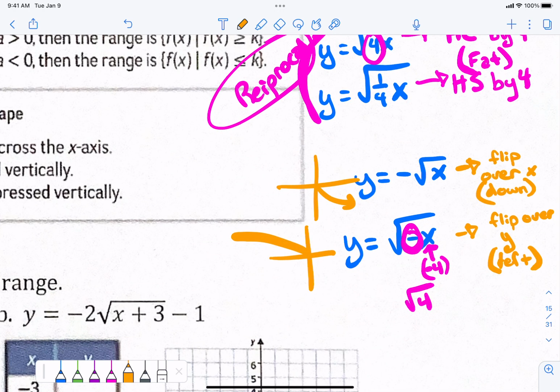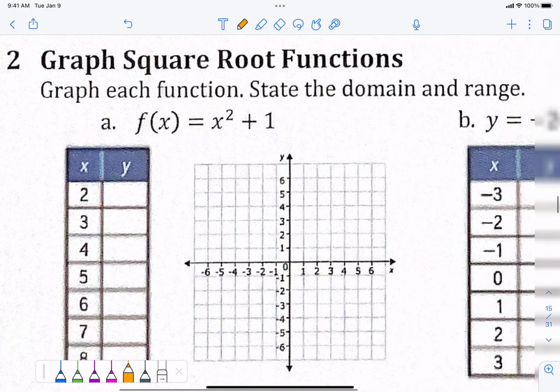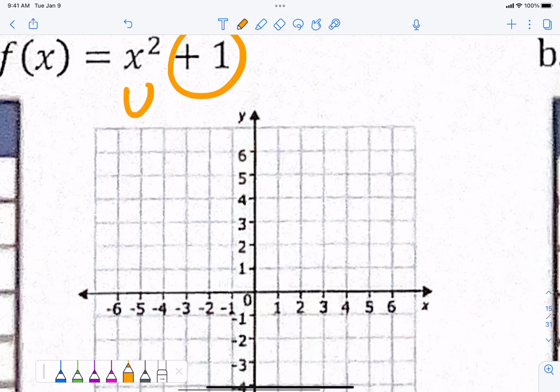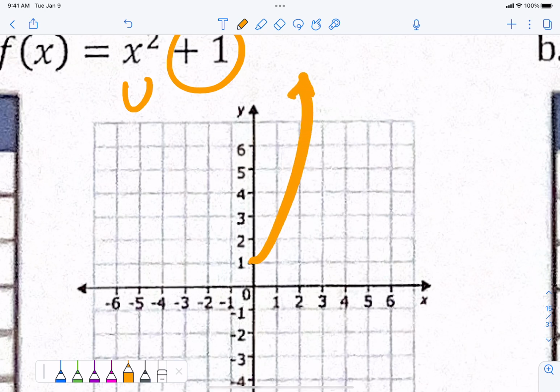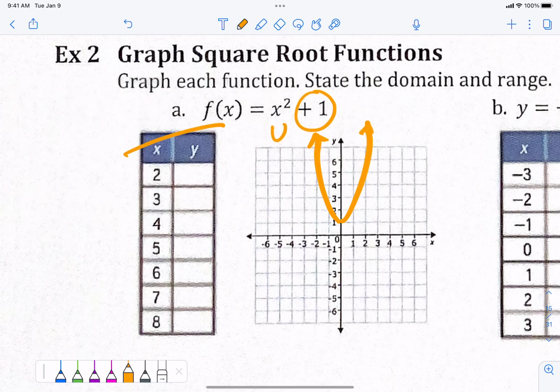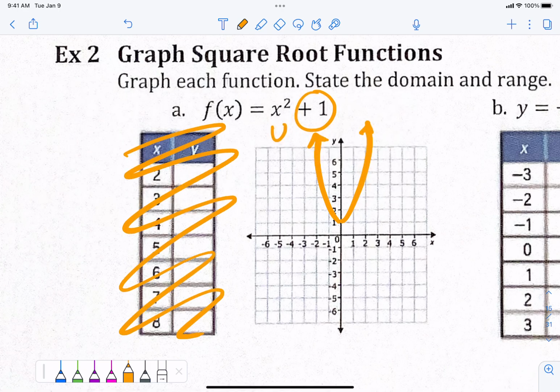Yeah? Okay, now let's cheat. Here we go. A, they kind of switch gears on us because we're not talking about a square root function. We're talking about an x squared function. What does he look like? A parabola. Okay, what's this 1 do? Up 1. So he looks like this, right? This is what your parabola looks like. Guess what? I know the rules, so I don't have to do this anymore. I know what the +1 does, so I get to cheat. I don't have to do that anymore. Look at how much time I saved not doing that problem, right?